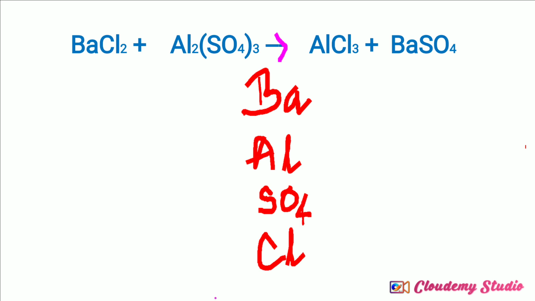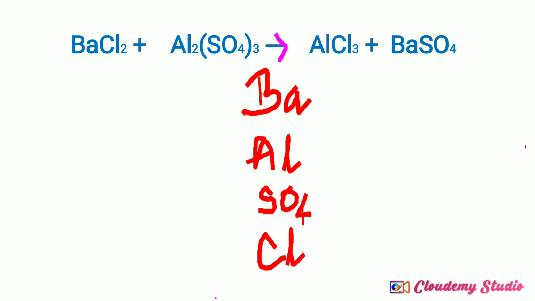I have noted down the atoms as well as the polyatomic atoms present on the reactants as well as the products. The reaction is between the barium chloride and aluminium sulphate to form aluminium chloride and barium sulphate. The atoms and polyatoms I have noted are barium, aluminium, sulphate and chlorine or chloride.